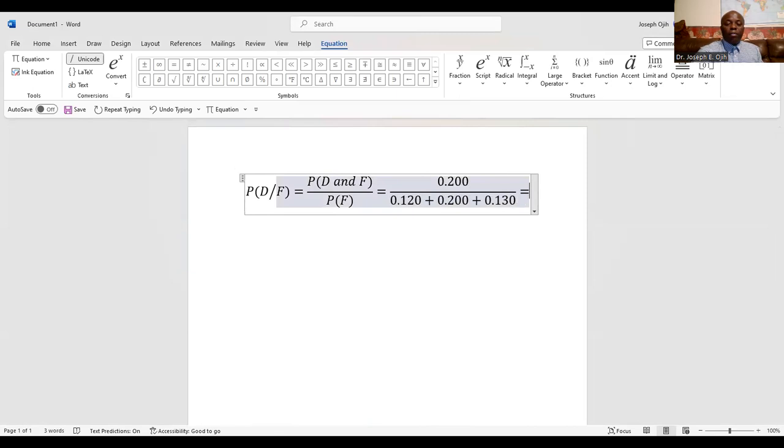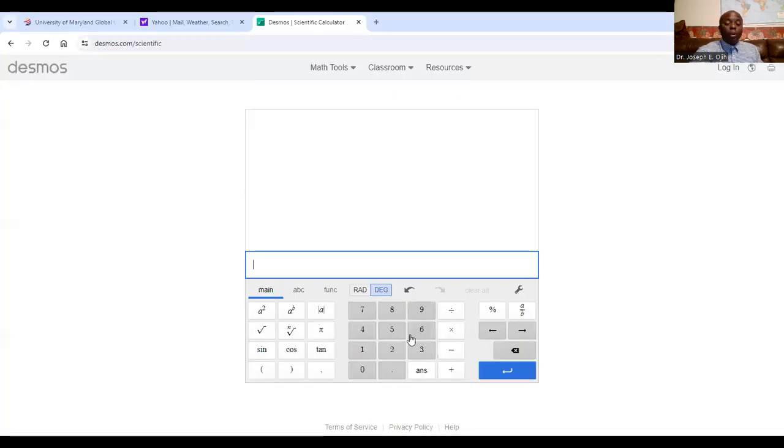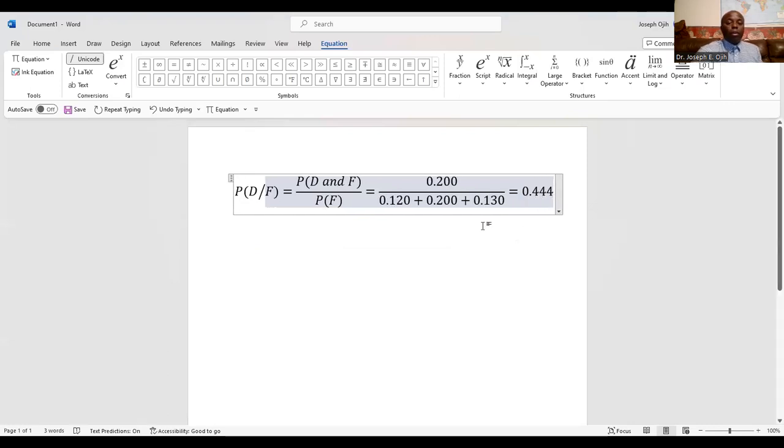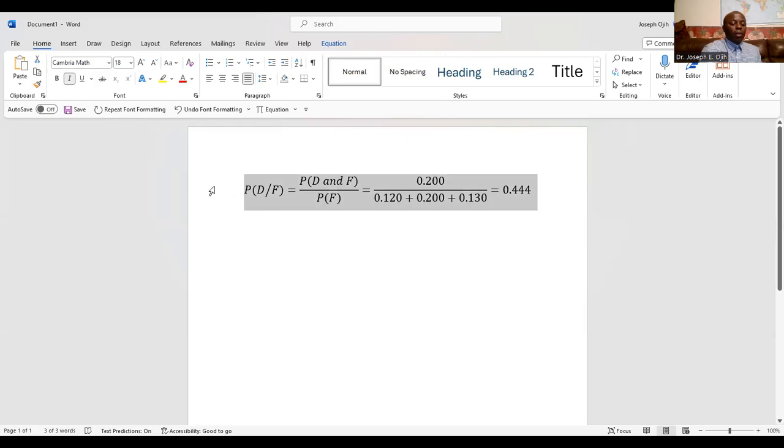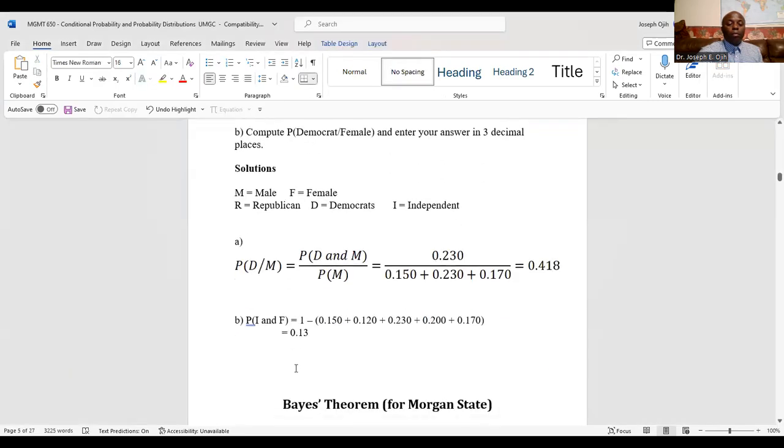Let's put it on the calculator. So you have 0.200 divided by 0.120 plus 0.200 plus 0.130. That gives 0.444, or 44.4%. So, make it a little bit smaller because it's taking all the space. Copy this and paste it on our main workbook. Okay, it is right here.